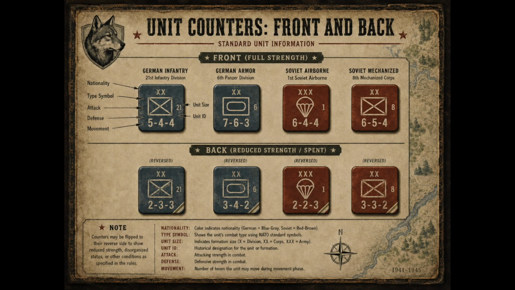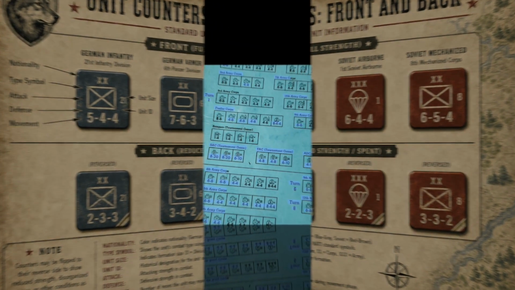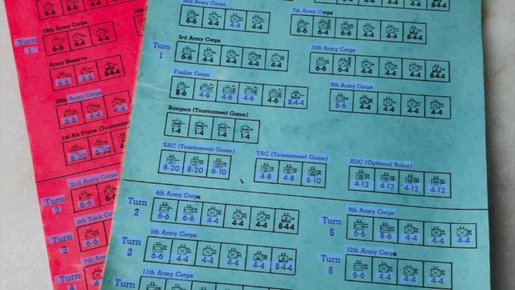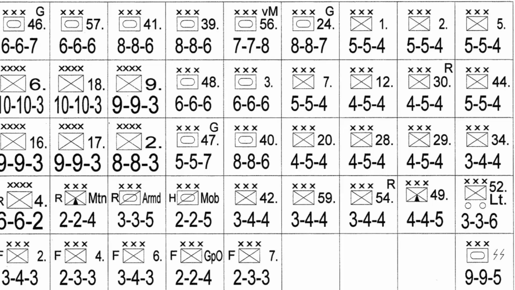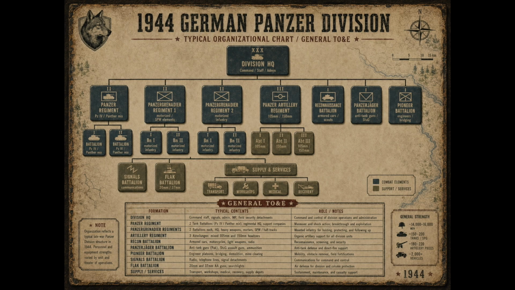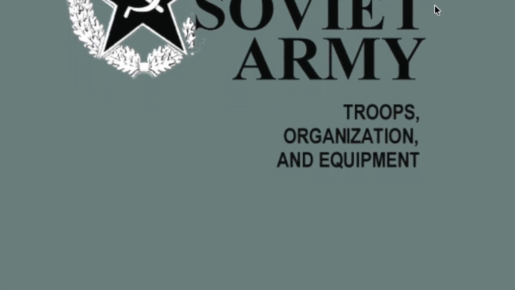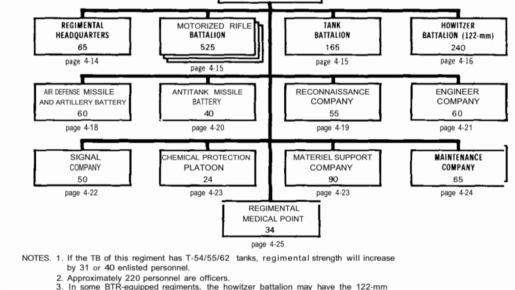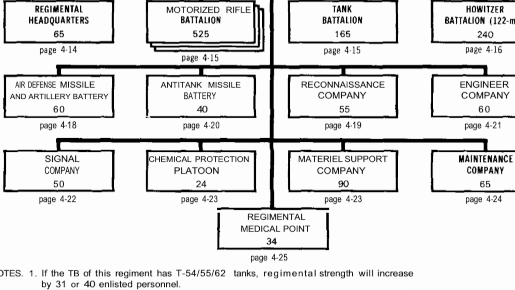Following the hex, we have unit counters. Unit counters represent the formation under a player's command. Their symbols identify infantry, armor, airborne, artillery, and other forces. Their numbers show combat strength, defense, and movement. Each counter is more than a playing piece. It represents soldiers, equipment, leadership, and battlefield capabilities of an organized military formation.